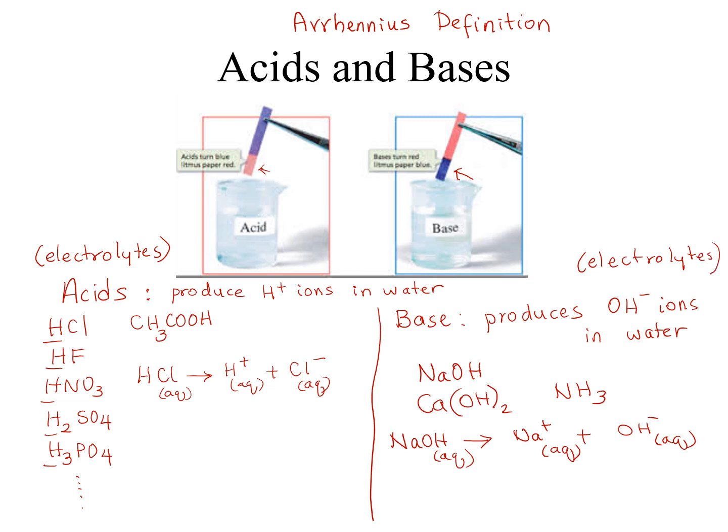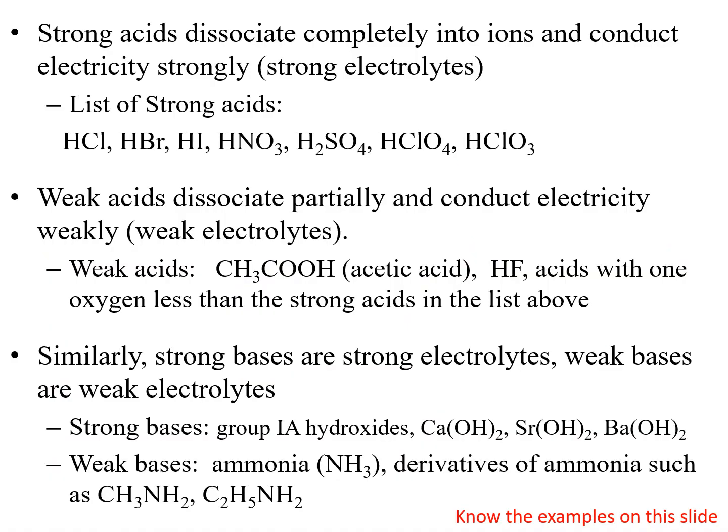Now within acids and bases, you can distinguish between strong electrolytes and weak electrolytes. Strong acids dissociate completely into ions and they will conduct electricity strongly, so they will be strong electrolytes. This is a list of strong acids that you must be familiar with. So please memorize this list of strong acids. If you encounter a strong acid, you must realize that it will be a strong electrolyte because it dissociates completely. What do we mean by that?